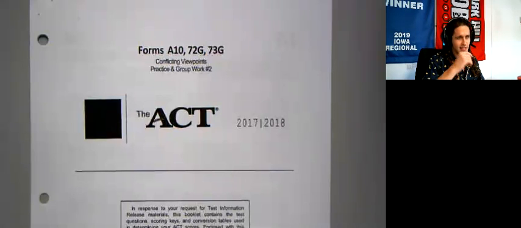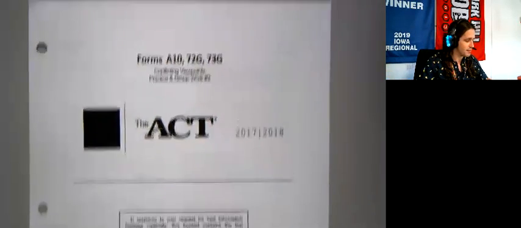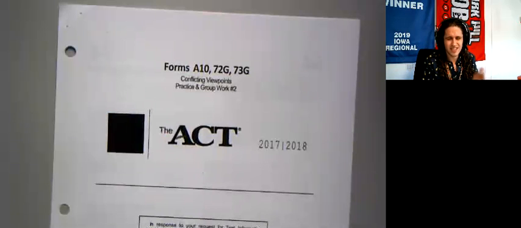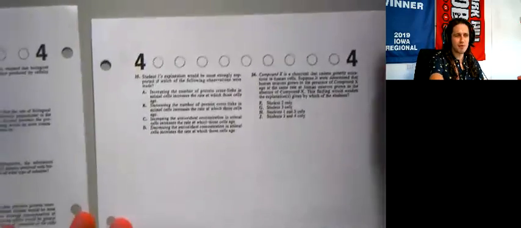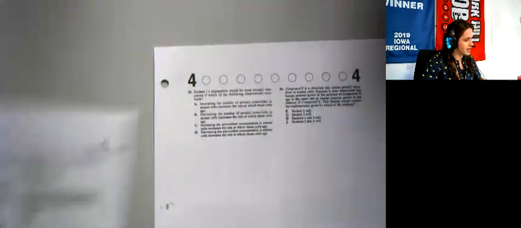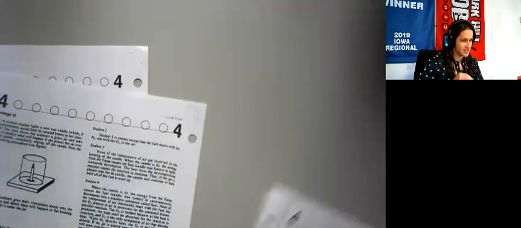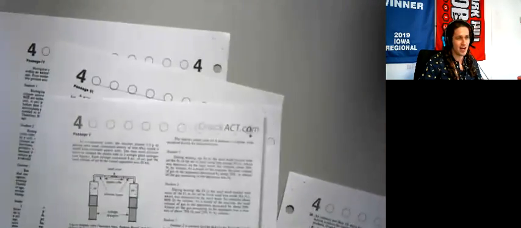So getting into conflicting viewpoints, practice and group work number 2, I'm going to do the first one for you. Again, last time you saw those last ones, pretty easy, except for that stupid one, the block on the ramp. But these, I'm going to start ramping up the difficulty. You'll notice this first one is a passage 4. The next one's a passage 6, and the last one is a passage 5. So I've got kind of the middle to end of the test here.